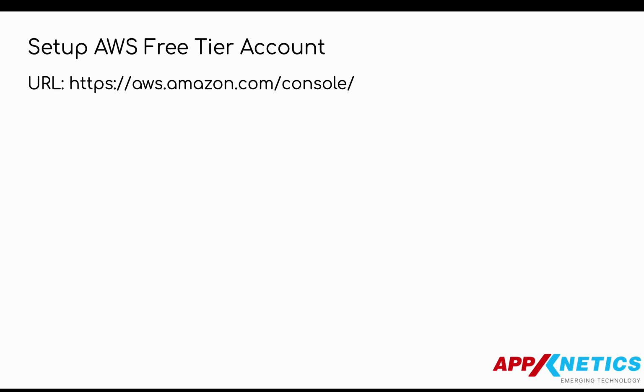Next, this is the URL you have to browse, and you have to follow the steps to open the free tier account. You have to pay some amount for the credit card verification, and once your credit card gets verified, AWS will refund your amount. You will get a 1 year free tier account. After the 1 year, the same account will be converted into a paid account.